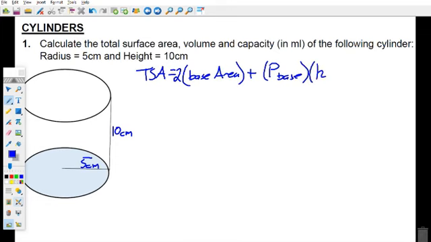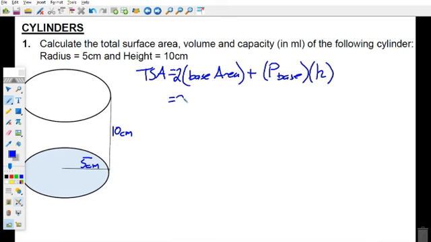And where do we get the height? The height is the thing that's elongated it into 3 dimensions. Now, what's special about the perimeter of the base? What's another word for the perimeter of a circle? The circumference. Okay, we need to know how to do that. So, let's work it out.